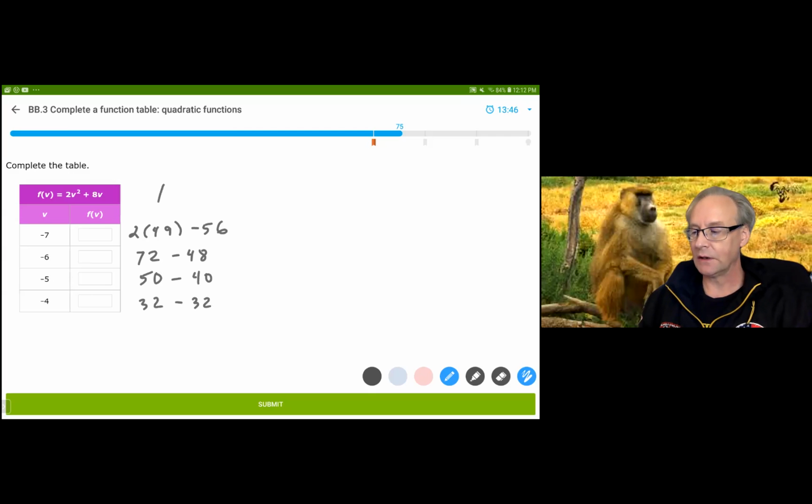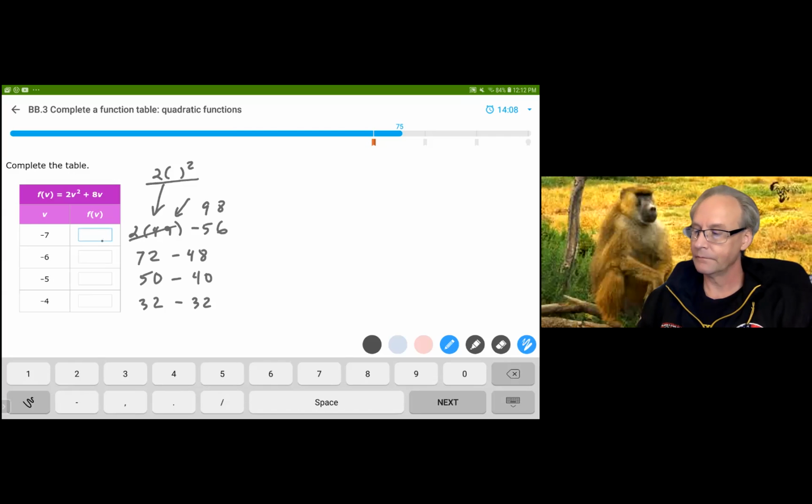Be careful. Notice that all of these are always positive because a +2 times a v squared will always be positive, won't it? Well, this is 98, and I'll just write it right there so I can see it better. 98 minus 56 is 42, isn't it? And 72 minus 48 is 24. Yes, it is. 50 minus 40 is 10. And 32 minus 32 is 0.